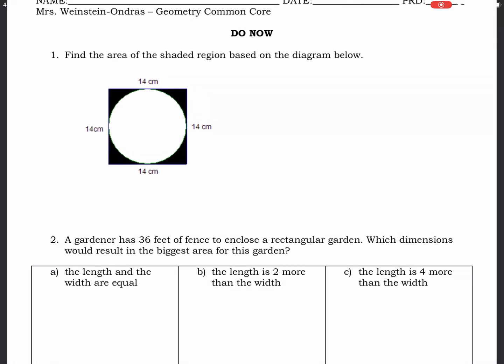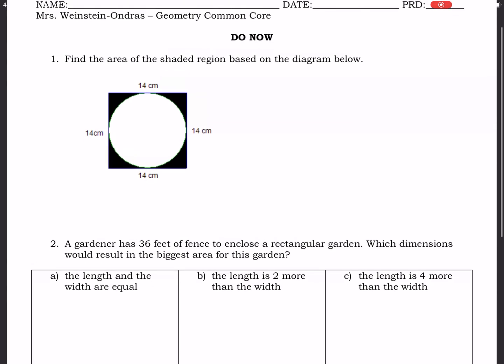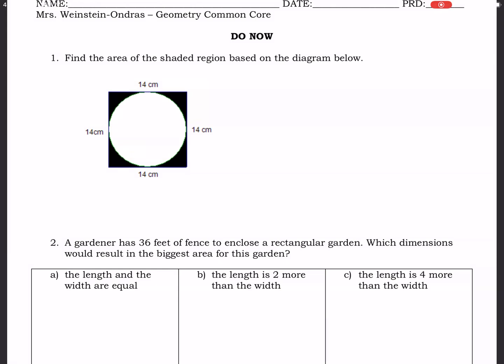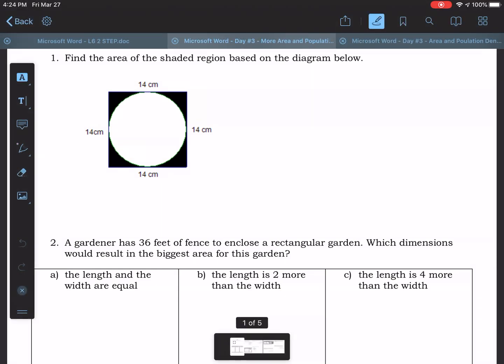So if we want to find the area of just the shaded region, our first step is we're going to find the area of the square. Make sure that I can write. Okay, so first we're going to find the area of the square, okay? And then from that, we're going to subtract the area of the circle, okay?